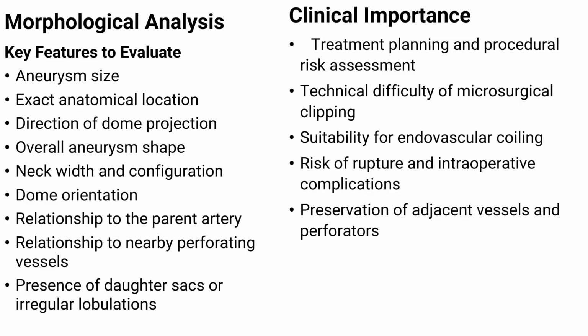Irregular lobulations or small daughter sacs often suggest structural weakness in the aneurysm wall, and this increases both rupture risk and procedural difficulty during clipping or endovascular treatment planning design. These morphological details directly shape management decisions. They influence whether microsurgical clipping is feasible, whether endovascular coiling is safer, and how carefully nearby vessels must be preserved to avoid complications during treatment.